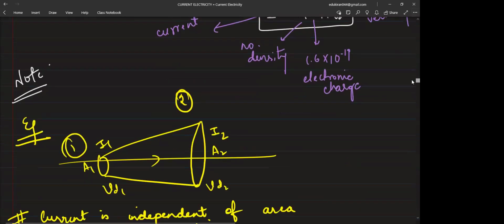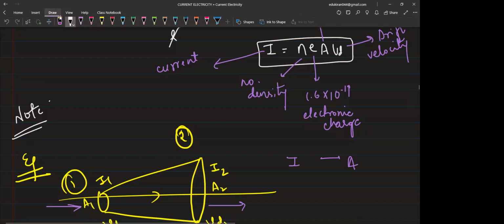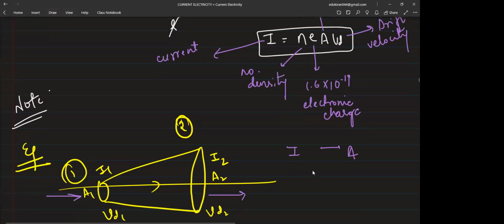So if you look here, current is independent of the area. Why? Because whatever current will be entering will be the exact amount of current leaving. So even if we have I1 greater than I2, it's not necessary that we'll be having a relationship with area. But yes, you can say area and drift velocity are definitely inversely proportional from the formula.